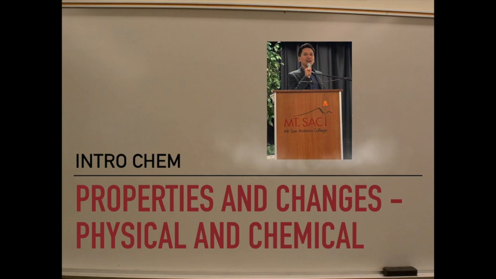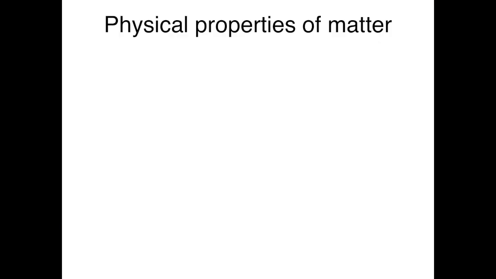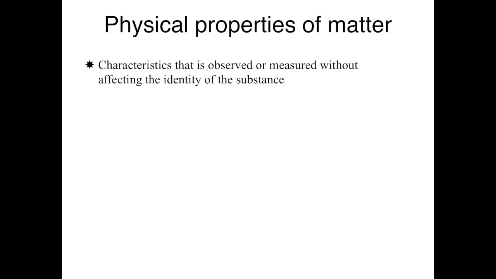There's two categorization of properties. One property is called physical property, the other one is called chemical property. Let's start with physical property. A physical property are the characteristics of matter that is observed or measured without affecting its identity. So when you make that measurement, you do not change the identity of that substance.